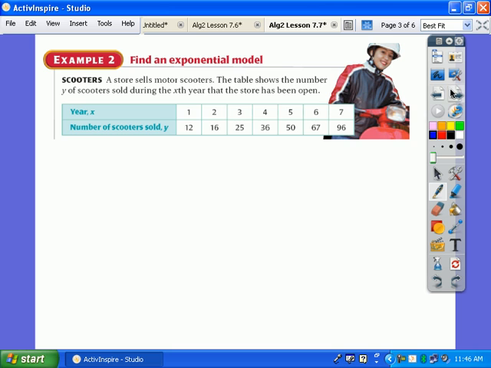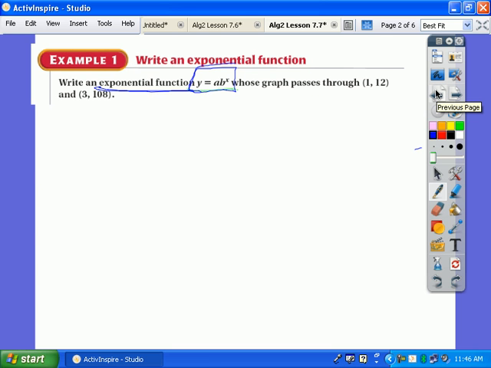So they're going to give you 2 points. One of the points will be either 1, comma, 12, or maybe it'll be 0, comma, a number, or maybe it'll even be 2, comma, some number. But it's got to be like one of these 3. It's got to be something like that. 0, 1, or 2. And this is the one you're going to want to start with.